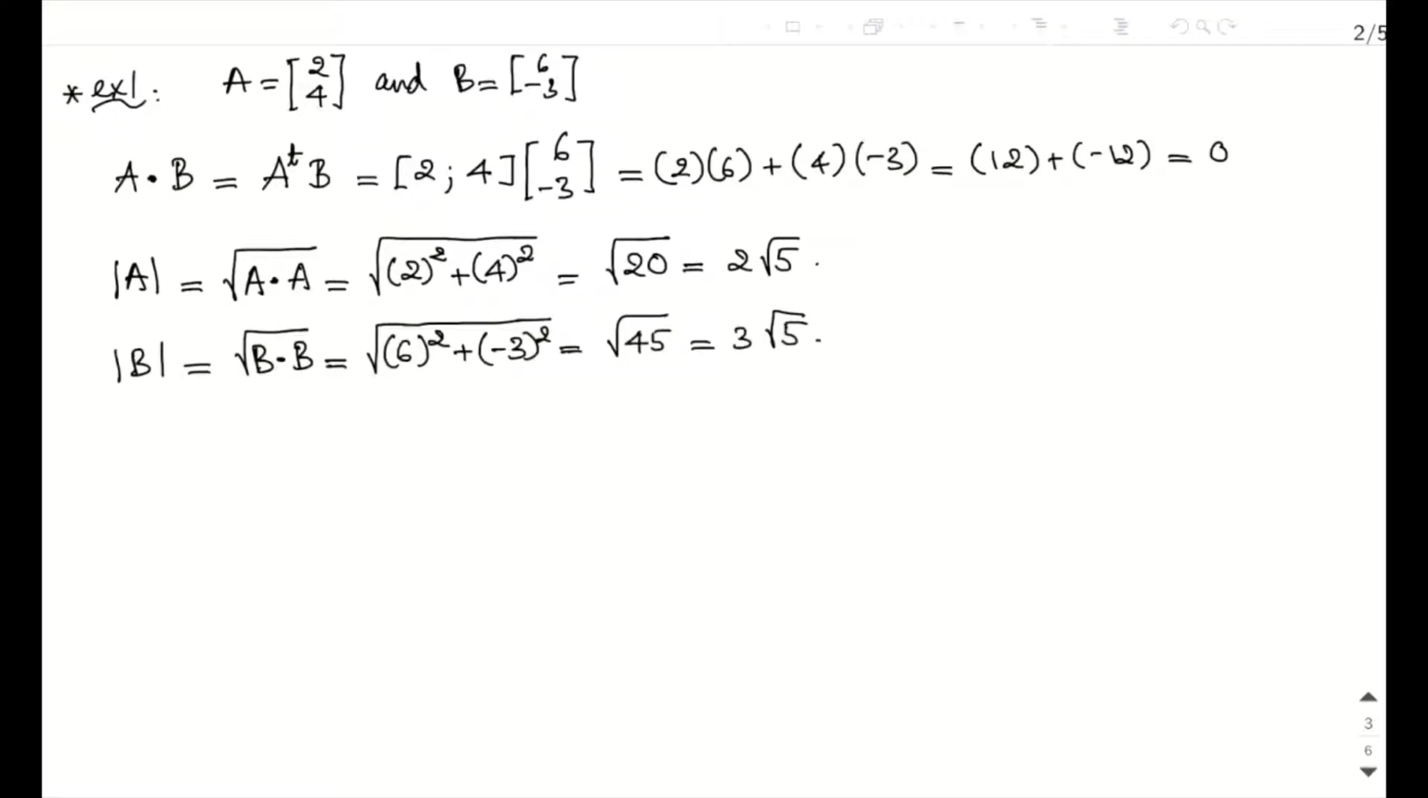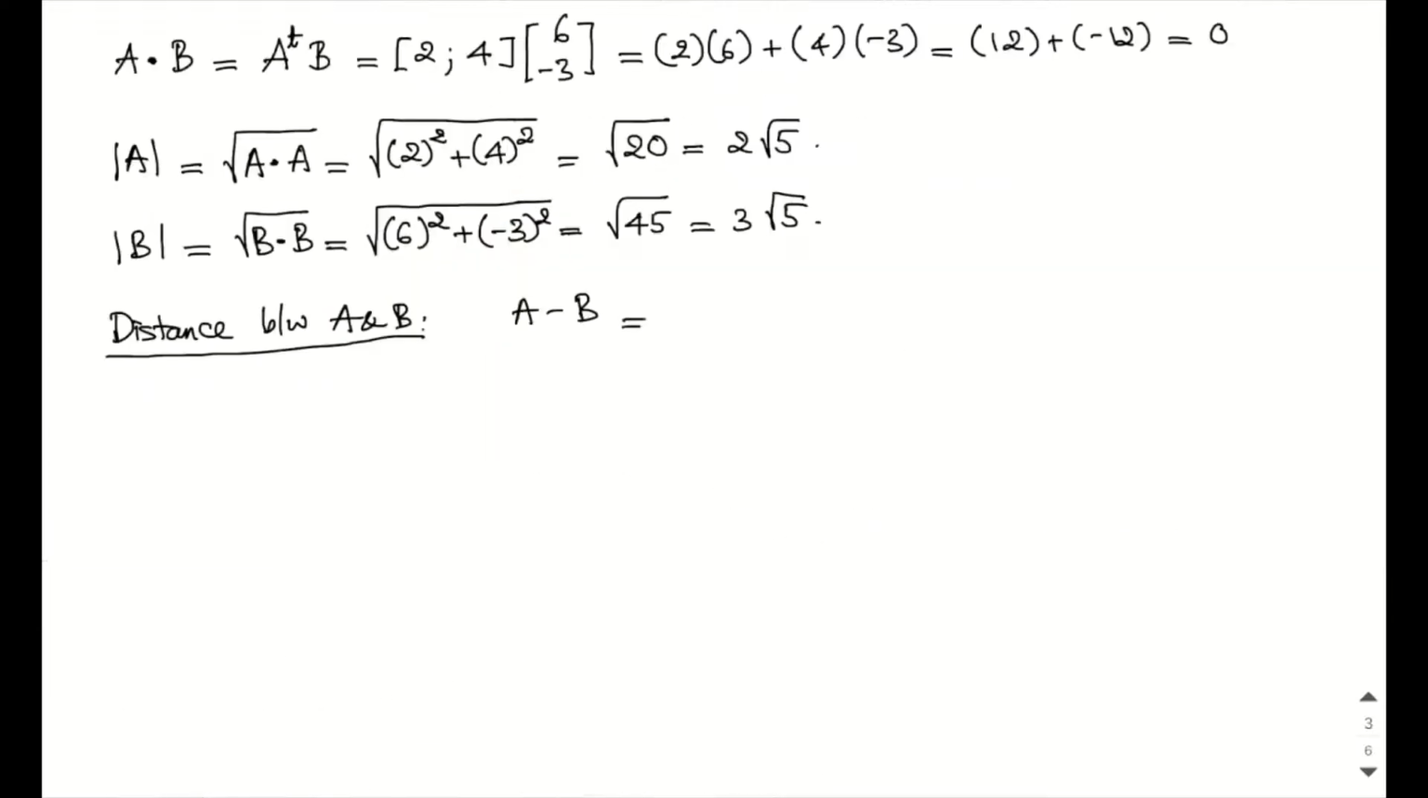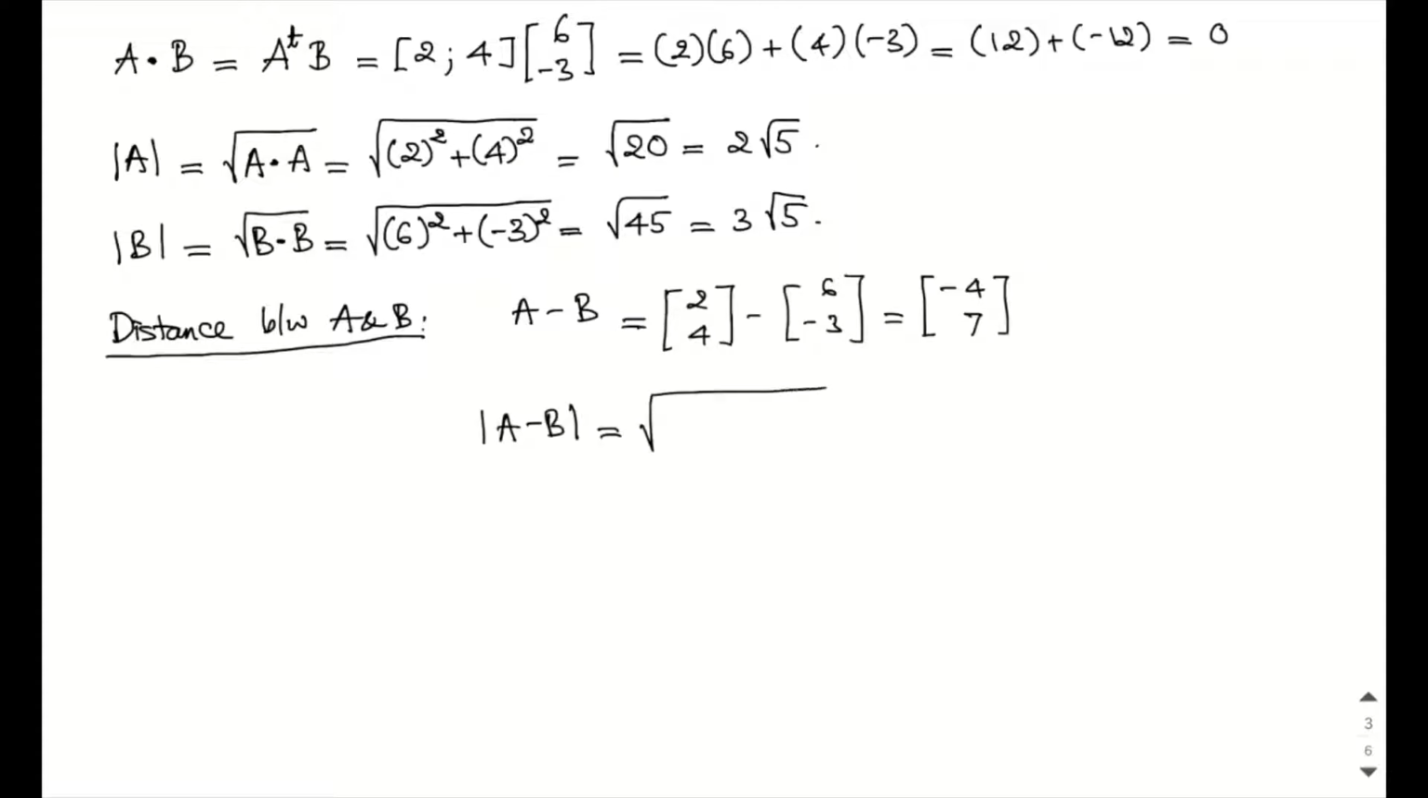Next, we are going to compute the distance between two vectors A and B. By the definition, the distance between A and B is going to be the length of the difference between A and B. A minus B is (2, 4) minus (6, -3). And so that is going to give you (-4, 7). Then you can compute the length of A minus B. So you square the first entry and add with the square of the second entry. And so in this case, it's going to give you root of 65.